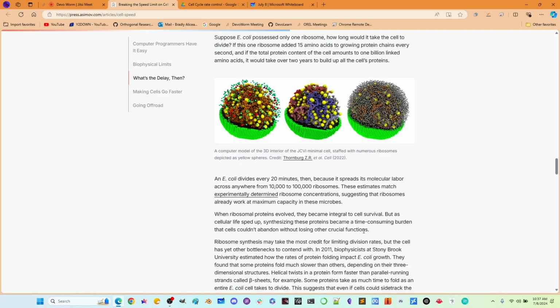So there's this aspect of needing to speed up, but also needing to have DNA replicated and things pass through ribosomes to produce proteins.